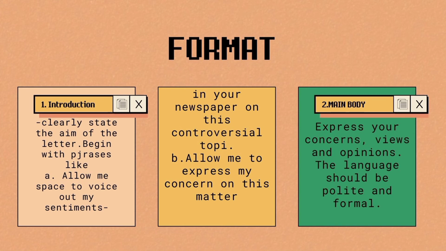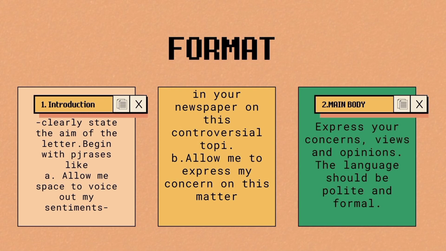You go to the main body. Simple thing. In the main body, you express your concerns, your views, and your opinions. The language should be polite and formal. So you simply write your points now. What are you talking about? You arrange your points in order. You explain them nicely so as to convince the editor. In your case, to convince the marker or the examiner.